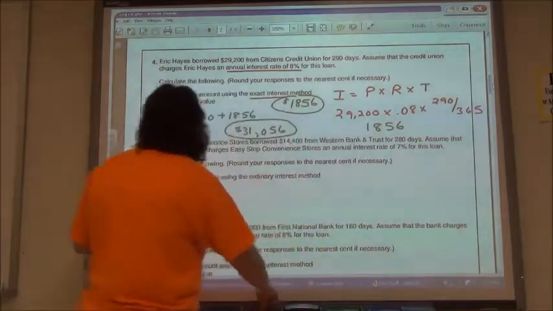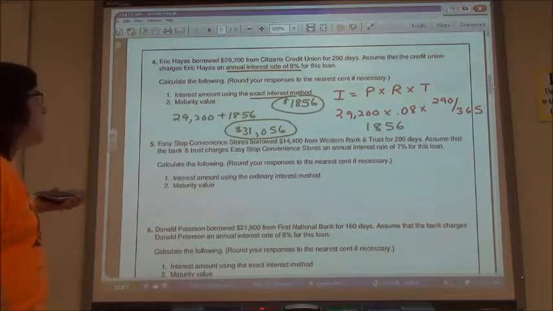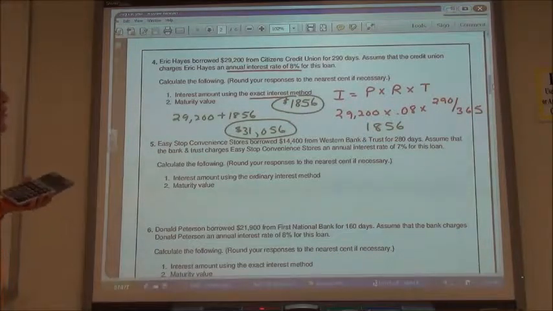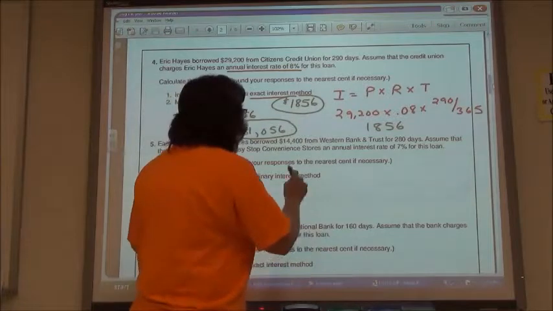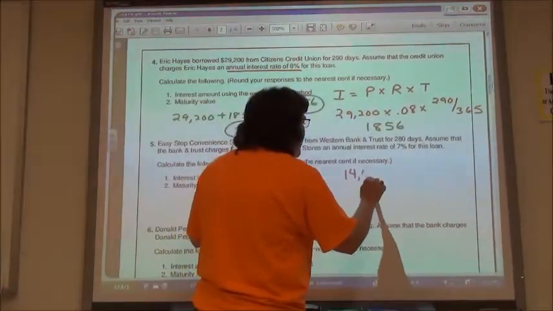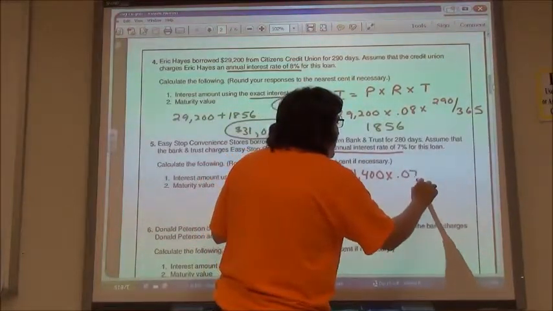Number 5, same kind of thing. It says Easy Stop Convenience Stores borrows $14,400 from Western Bank and Trust for 280 days. Assume the bank and trust charges Easy Stop Convenience Stores an annual interest rate of 7%. And so my principal, I borrowed $14,400. My annual interest rate is 7%.